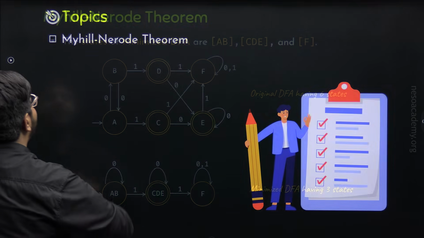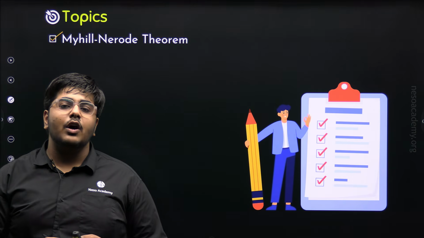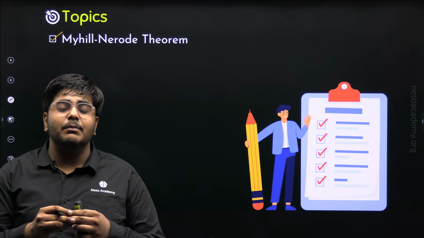In this way, we are done with our topic, Myhill-Nerode theorem. In the next lecture, we will solve one more problem on the table filling method.